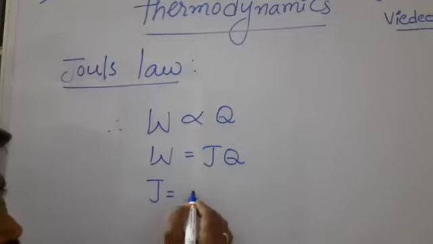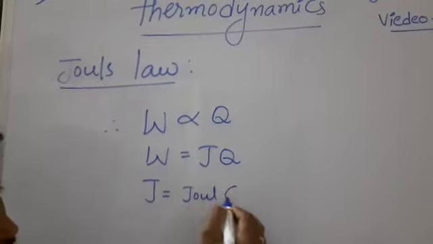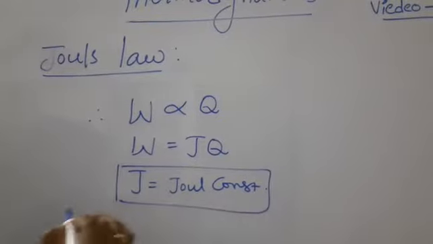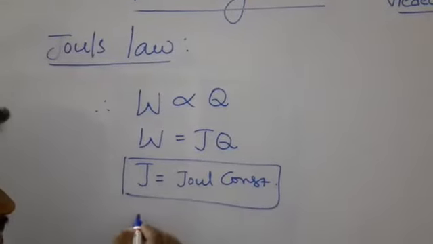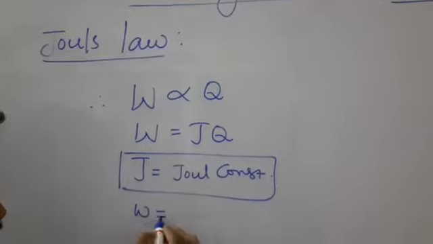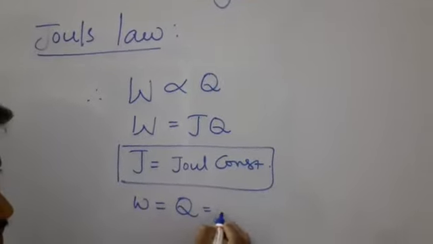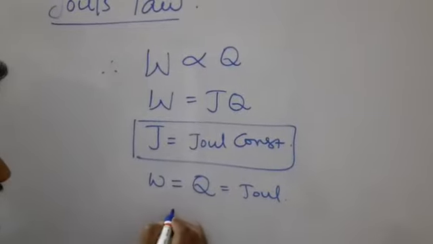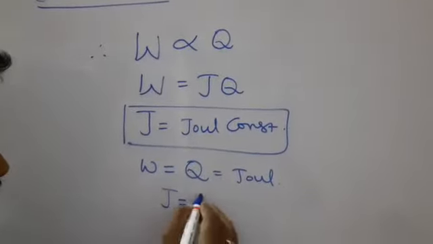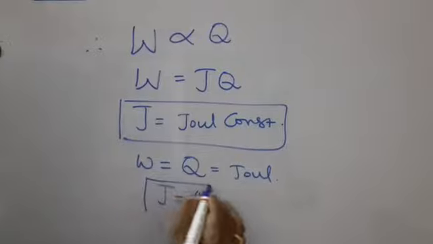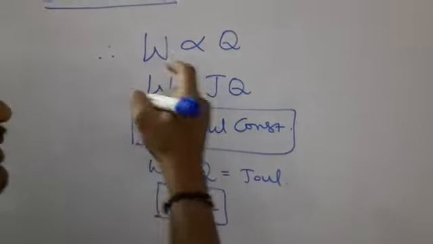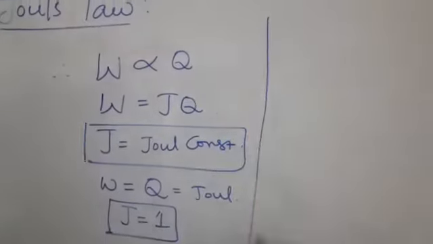So it is the Joule constant. Here W is measured in joules, and heat is also taken in joules. Then the J value is equal to 1. We can consider the J value as 1. So here are the applications of this Joule's law.